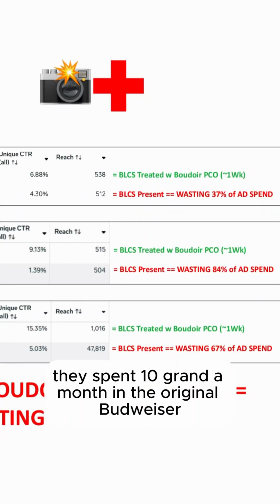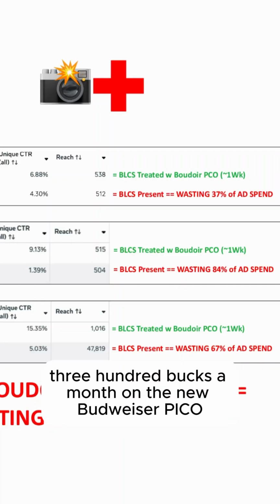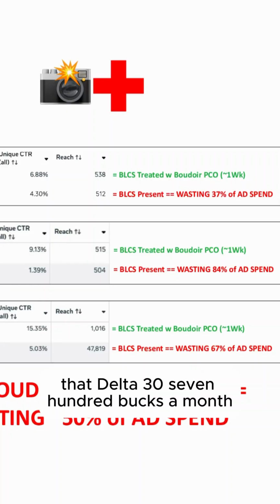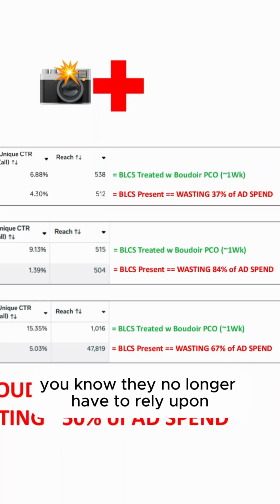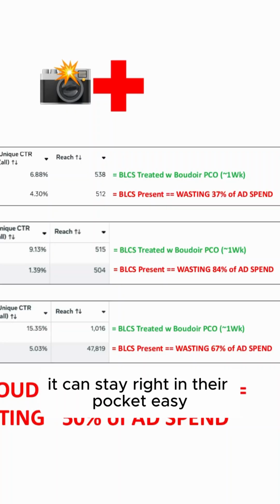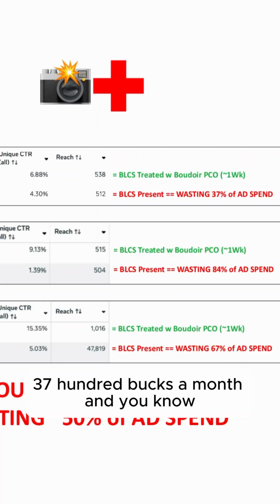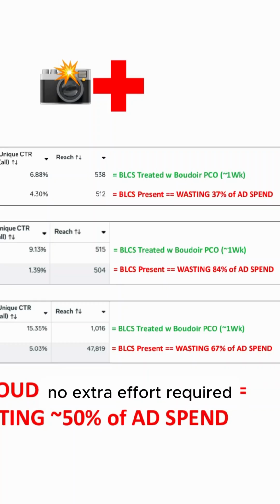So they spent 10 grand a month in the original boudoir Facebook ad. Now they only need to spend $6,300 a month on the new boudoir pico treated ad to get it into the same number of women's brains, which means that difference, that delta, $3,700 a month, they no longer have to spend. It can stay right in their pocket, easy, kind of like a phantom bonus each and every month. A boudoir pico bonus, $3,700 a month, and at the end of 12 months, it's like $40K back in their pocket, no extra effort required.